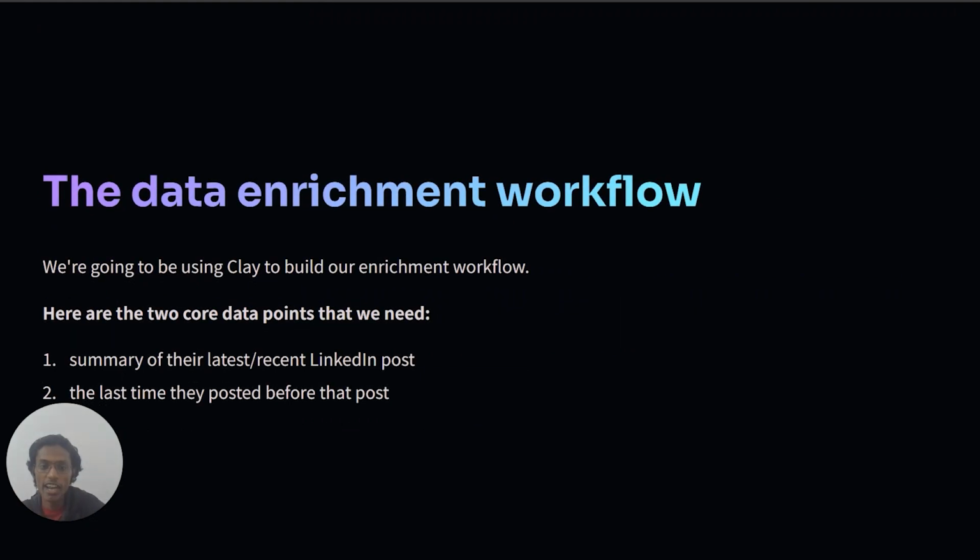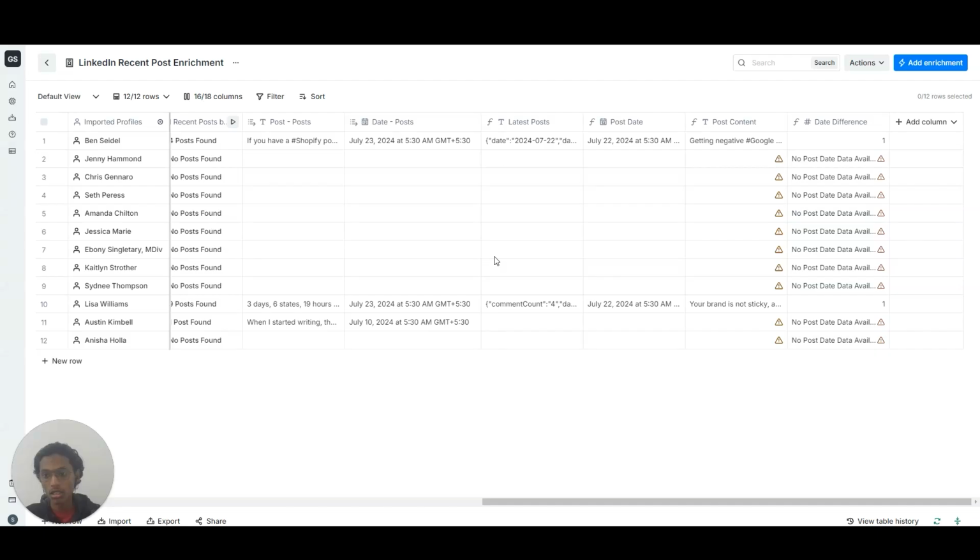Now, here's the data enrichment workflow, right? We're going to be using Clay to build our enrichment workflow. When it comes to data enrichment, Clay is your best friend, right? In outbound, especially when it comes to data enrichment, clay.com is your best friend. Here are the two data points that we need, right? The summary of the latest or recent LinkedIn post, and the last time that they posted before that post as well. So this is how we're going to make the copy work, right? This is how we're going to be acquiring the data that is required to make our copy work.